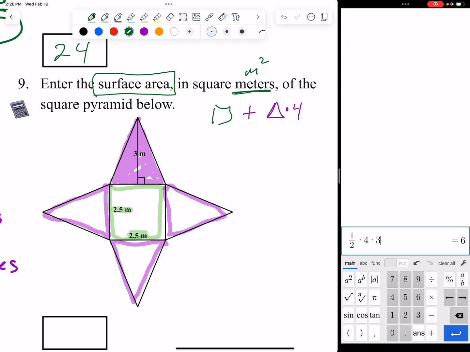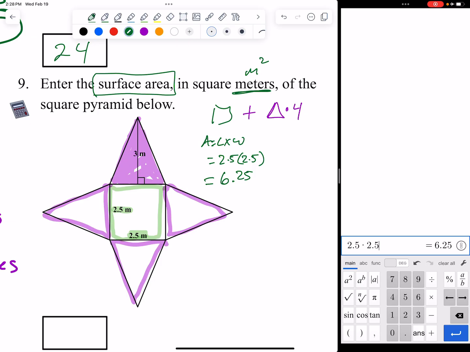So for the first one, my area equals length times width, which is 2.5 times 2.5. Calculator time, 2.5 times 2.5. And I get the area of the box or the square or the bottom of the pyramid is 6.25. Now the area of a triangle is again 1/2 base times height.